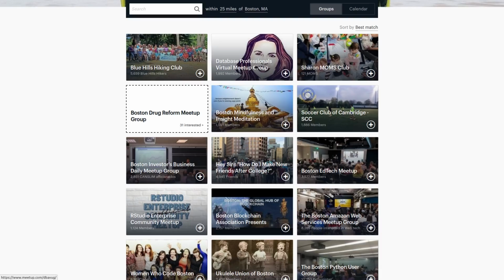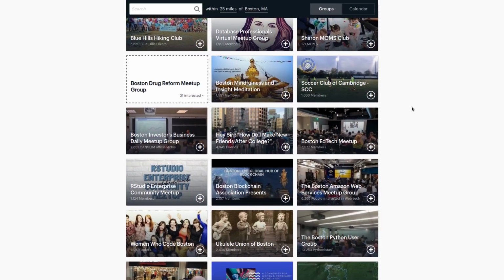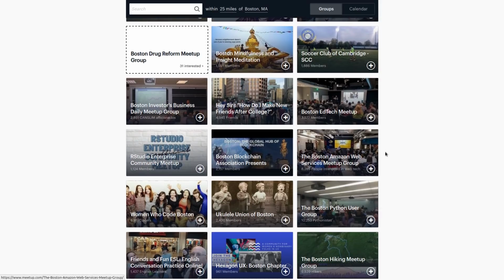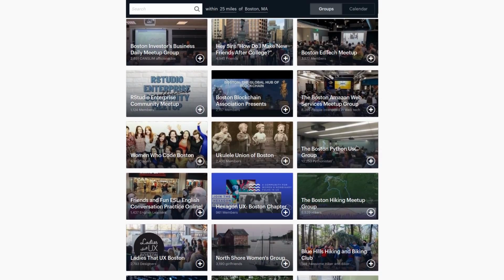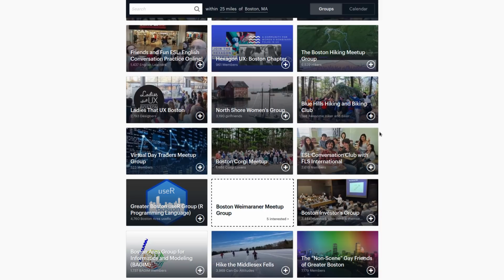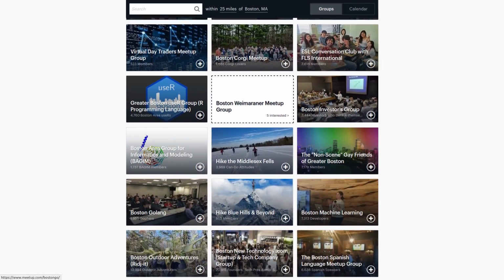So database professionals, there's AWS meetup, Python user group. You get the idea. Golang, there's all types of different tech meetups in big cities. If you're in school, try to be friendly with the professors, because they might know somebody in the industry that's looking for fresh talent. In some cases, the professors might have actually worked in the industry themselves, and they might still have relationships with that employer.